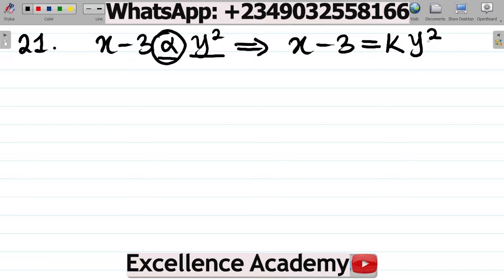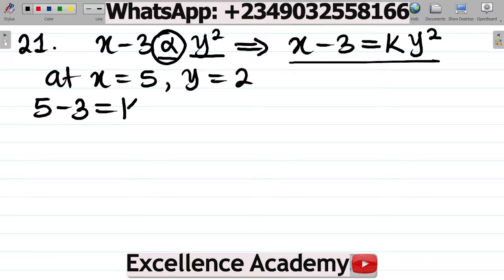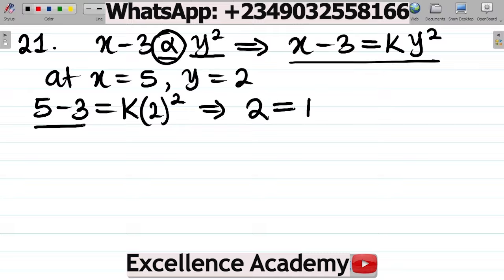So we have this. Now they said when x equal to 5, we're given that y is equal to 2. If we substitute these values into this particular equation, x becomes 5. So I'll have 5 minus 3 is equal to k, then y squared. We said y is 2, so we'll be having this into 2 squared. Working on this, 5 minus 3 becomes 2 is equal to k into 2 squared gives you 4.